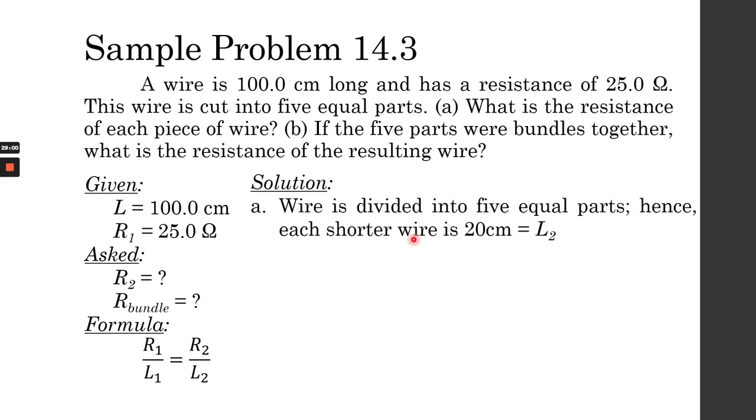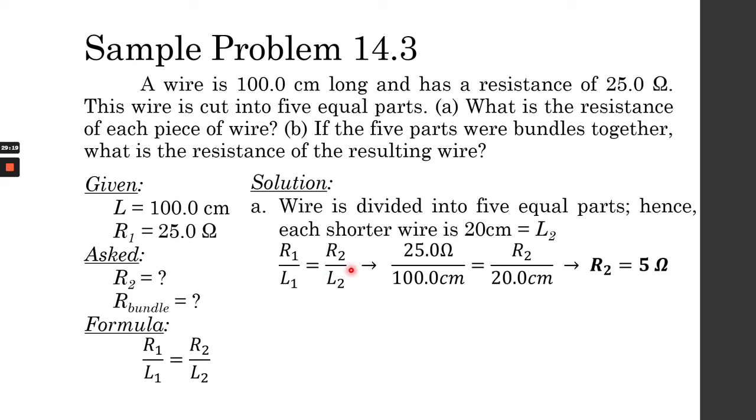Solution, since our wire is divided into 5 equal parts, hence each shorter wire is actually 20 centimeter now, because 100 centimeter divided by 5 is 20 centimeter. And we're going to use this 20 centimeter as our new length. So we can use this equation to solve for the new resistance.